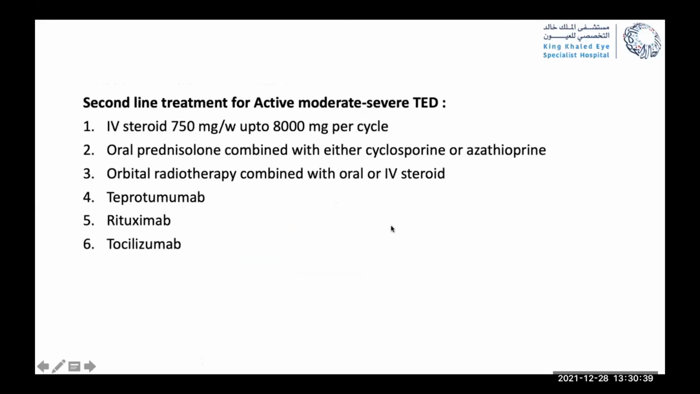What are the second-line treatments for active, moderate to severe thyroid eye disease? We can increase the dose of IV steroid to 750 milligram per week, but not exceeding 8 gram per cycle. Or we can use oral steroid combined with cyclosporine or azathioprine. Or orbital radiotherapy combined with steroid, teprotumumab, rituximab, and tocilizumab.